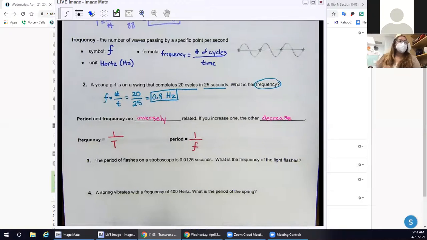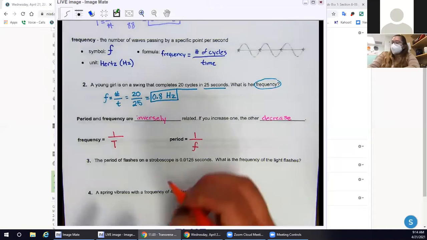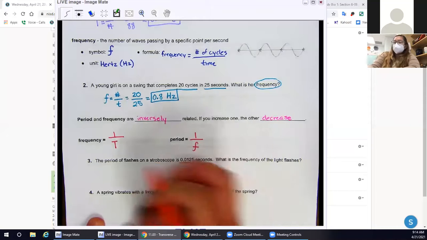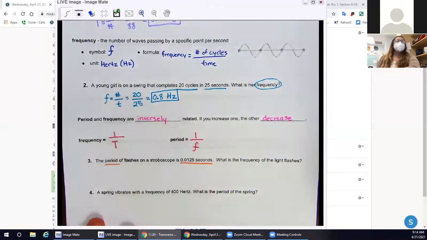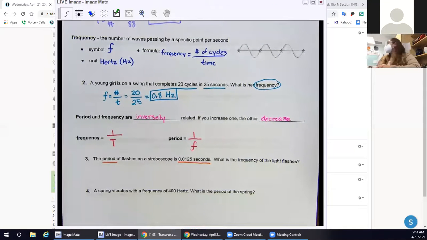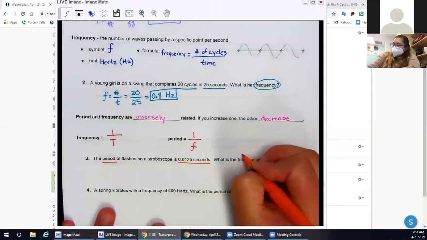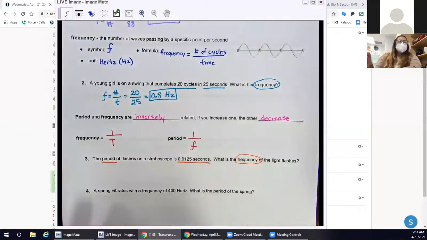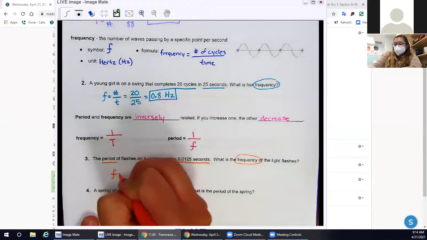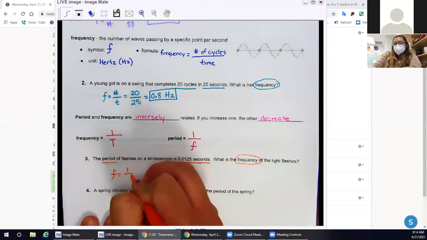So for number 3, a period of flashes on a stroboscope is 0.0125 seconds. So that's not the time, that's the period because it says the word period. So just keep that in mind when you're reading these. What is the frequency of the light flashes? So we're looking for frequency. It's 1 over our period.